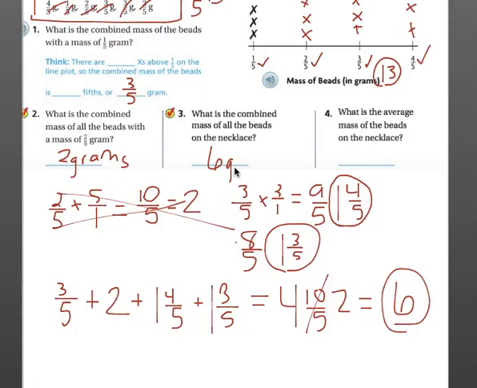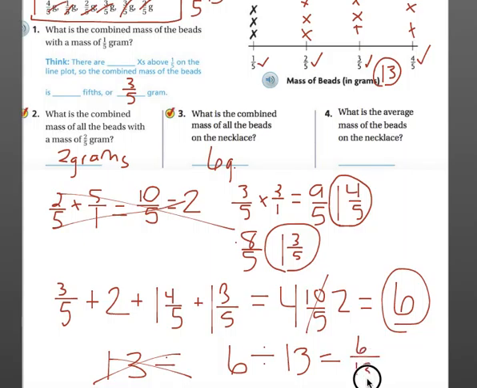Then it says, what is the average mass of the beads on the necklace? And remember, the average is you add up all of the units and divide by how many there are. So if I add up all the amount of beads, remember it was 13. There were 13 beads, and if I take the total mass and divide it by how many beads there are, that will give me the average. Well, it would just be 6 divided by 13. So the average mass of a bead is 6/13.